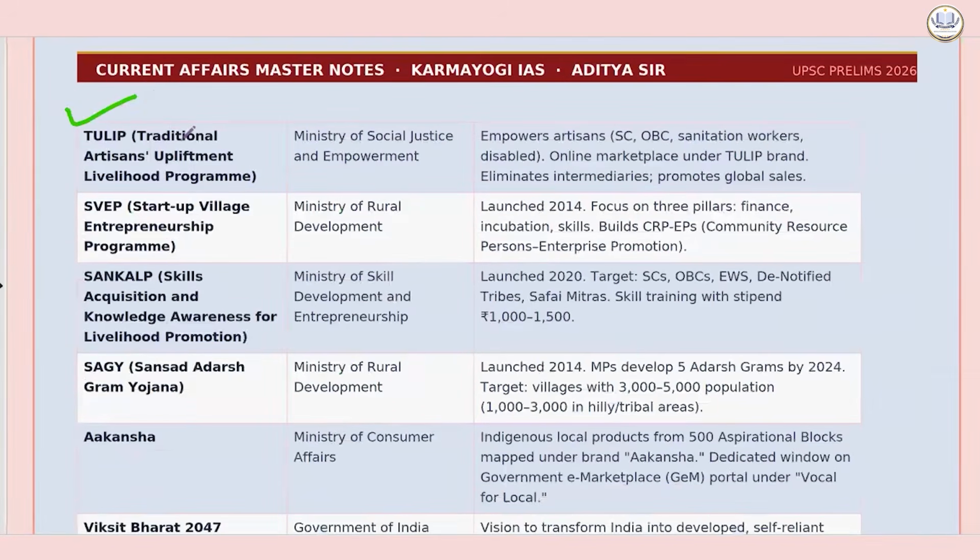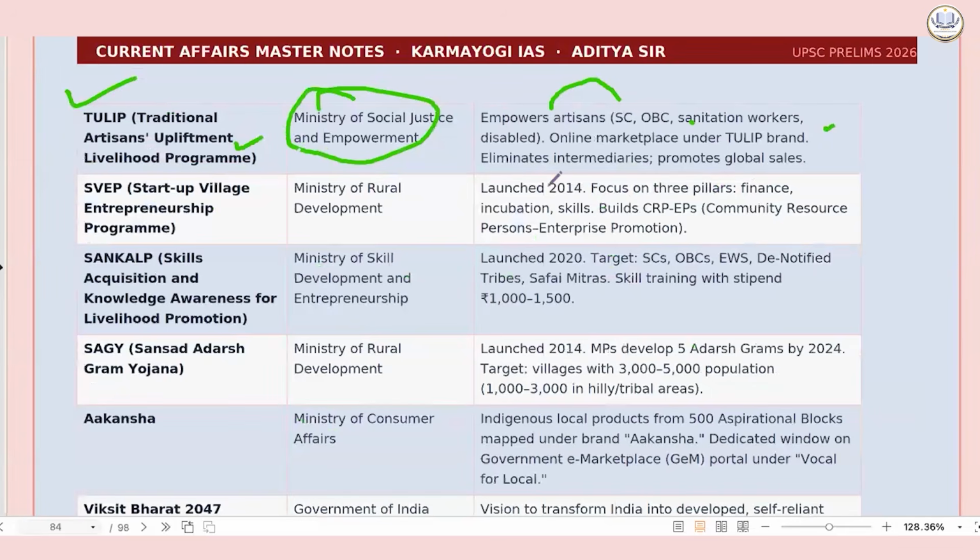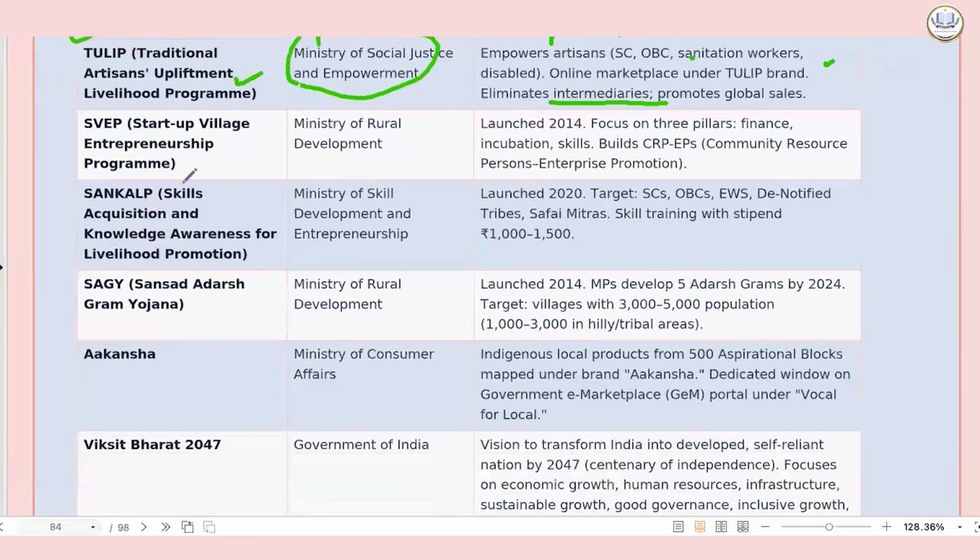And we have TULIP, Traditional Artisan Upliftment Livelihood Program, Ministry of Social Justice and Empowerment, which empowers artisans from scheduled castes, OBCs, sanitation workers and the disabled, with an online marketplace under the TULIP brand that eliminates intermediaries and promotes global sales. We have SVEP, Startup Village Entrepreneurship Program, Ministry of Rural Development, launched in 2014, with a focus on three pillars: finance, incubation, skills, building CRPEPs, that is Community Resource Persons for Enterprise Promotion.